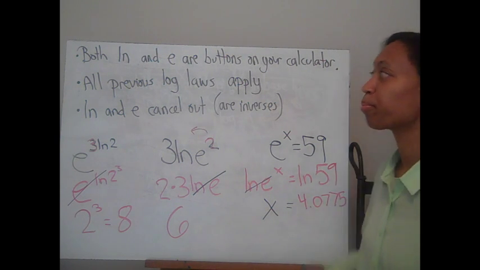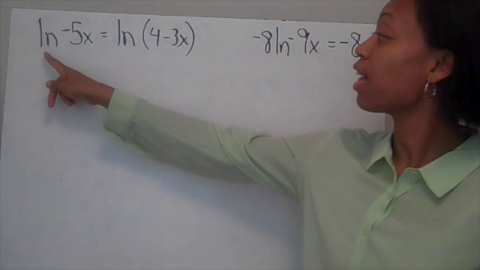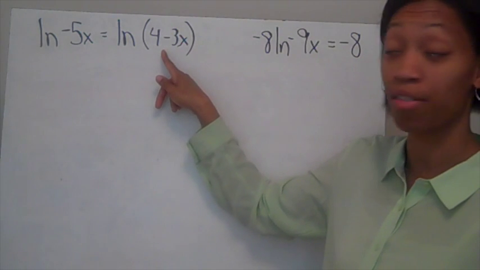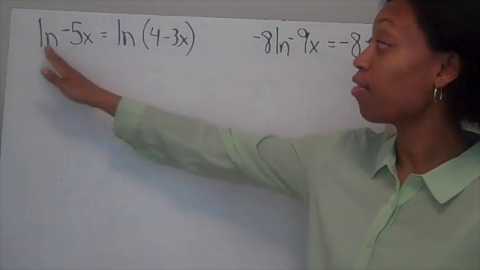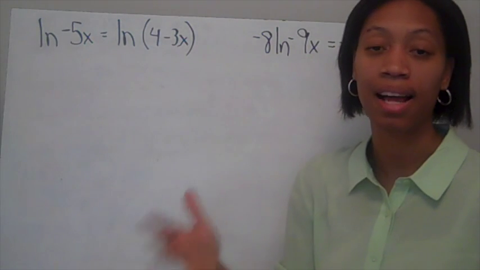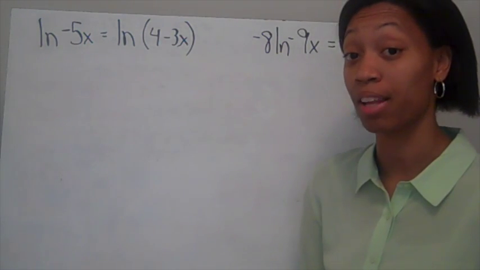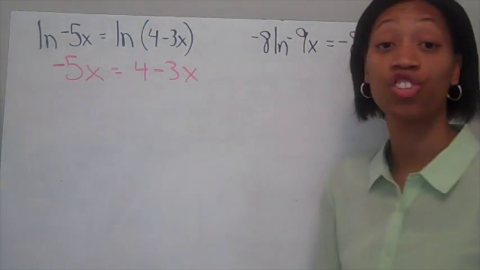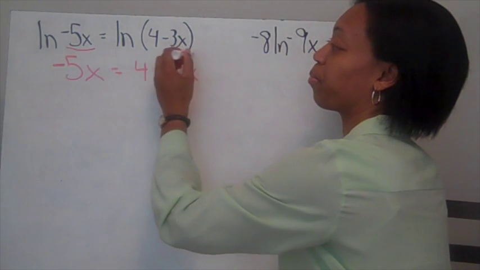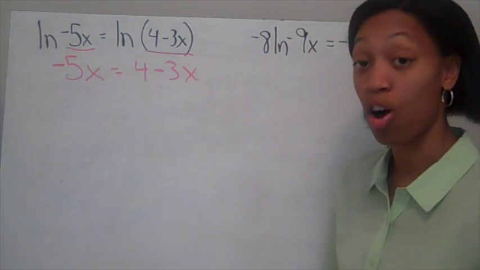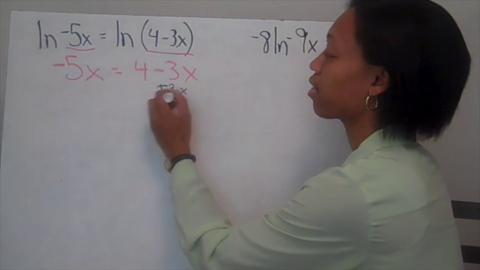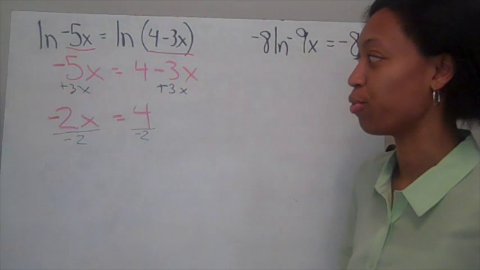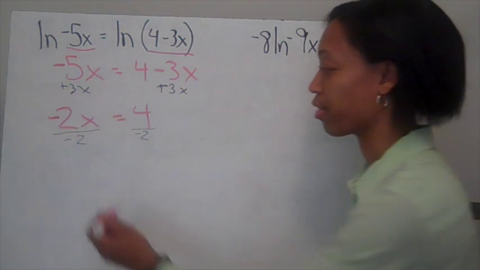Let's try a little harder one. Now I have the natural log of 5 minus 5x and the natural log of 4 minus 3x. I have a log on both sides of the whole side, so the same thing as before: they cancel out. They're the same on both sides. What I have left is just the parts that were on the inside. Now I can easily solve for x by adding 3x to the other side and dividing by negative 2, which gives us negative 2 for the answer.